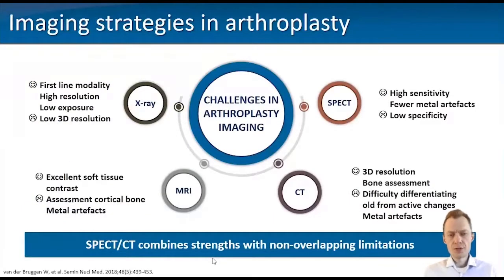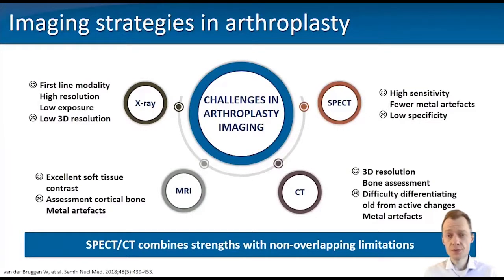When it comes to imaging arthroplasty, we are all aware that we have not many choices, ranging from X-ray, CT, MRI to radionuclide imaging. And each of these modalities really has its own strengths and limitations. So X-ray is commonly available, however, it offers a low 3D resolution. MRI, in contrast, has very good soft tissue contrast, but it remains difficult to assess cortical bone, and there are issues with metal artifacts. CT offers very good 3D resolution and bone assessment, but there is difficulty in differentiating old from active changes. Radionuclide imaging using SPECT, on the other hand, has a very high sensitivity.